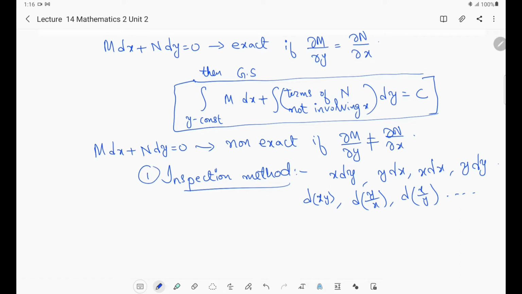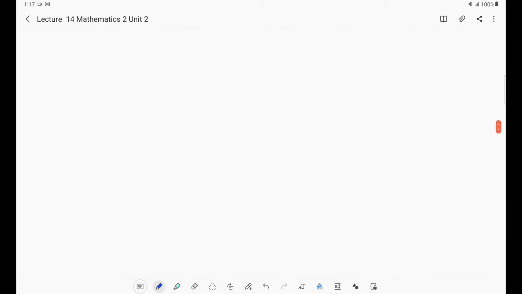Now today we are going to discuss the second method, which is: if the equation is a homogeneous differential equation, how do we convert that to an exact differential equation, right? For that we need to understand the meaning of a homogeneous function, right? So the first topic in today's class is homogeneous function.